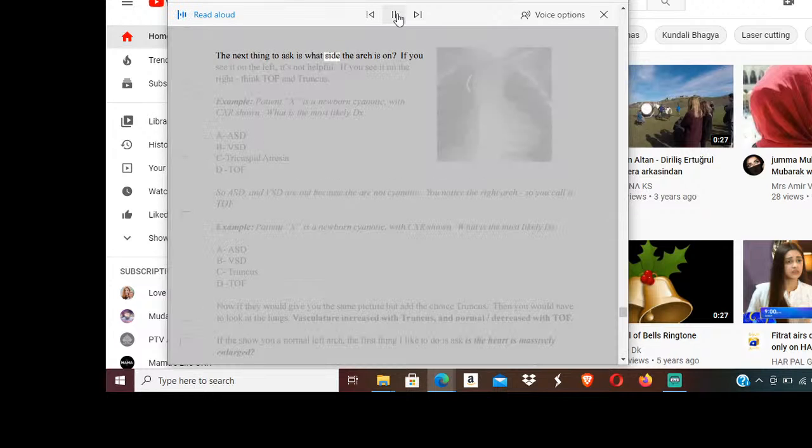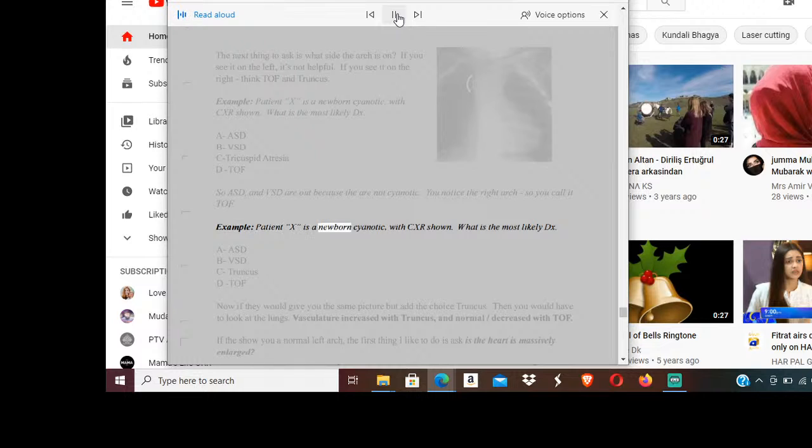The next thing to ask is what side the arch is on. If you see it on the left, it's not helpful. If you see it on the right, think TOF and truncus. Example, patient X is a newborn, cyanotic, with CXR shown. What is the most likely diagnosis? A, ASD; B, VSD; C, tricuspid atresia; D, TOF. So ASD and VSD are out because they are not cyanotic. You notice the right arch, so you call it TOF.